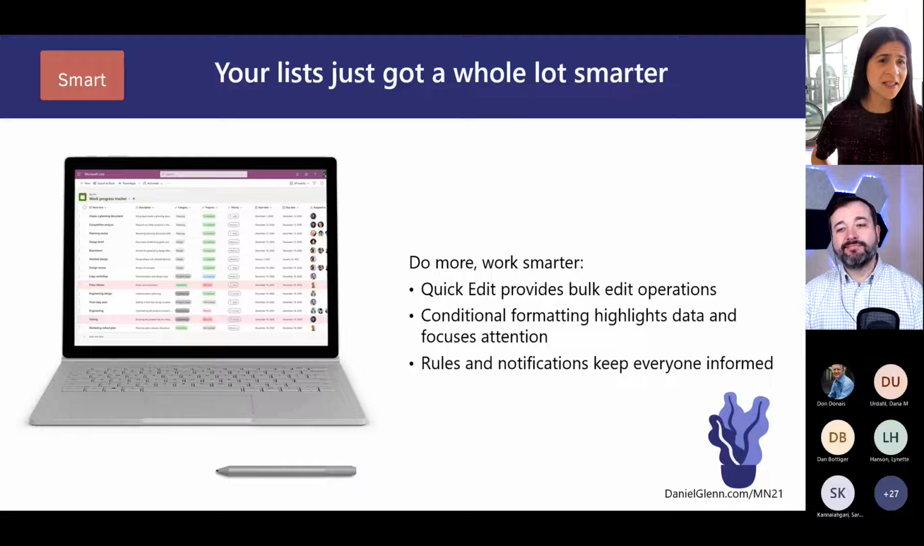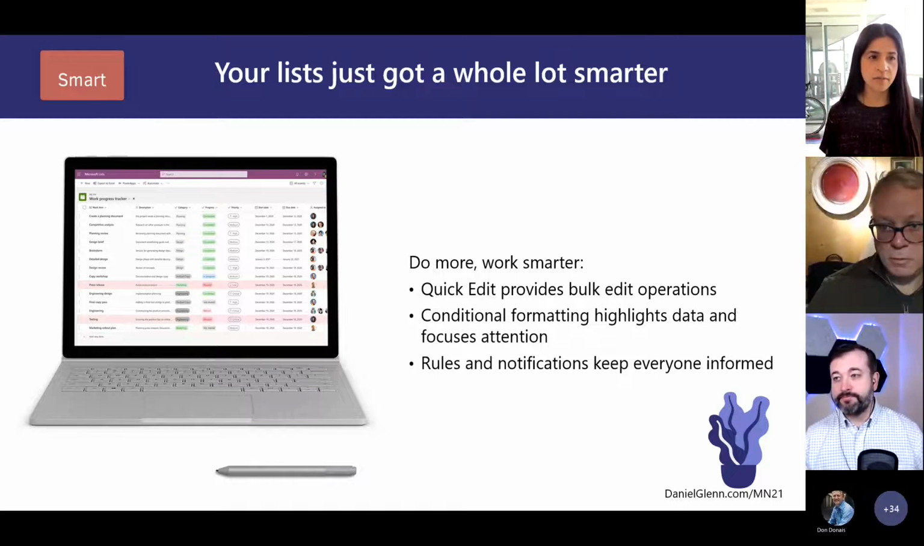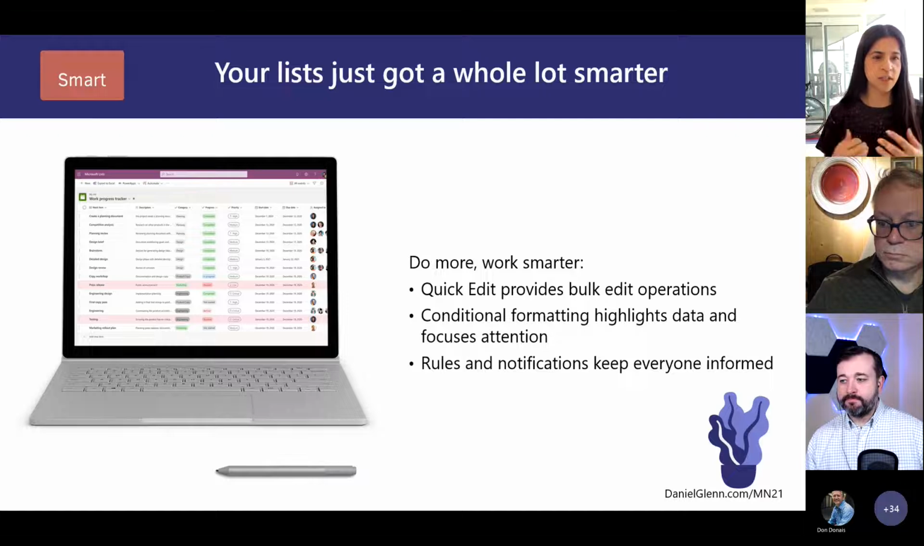So some quick things in terms of how they actually are smarter than they used to be. Well, you have the ability to quick edit things. You can bulk edit operations, so we'll show you that. But basically, if you've got 100 rows that you need to input information into, you can easily do that with quick edit and bulk editing information. There's two different ways to do that.